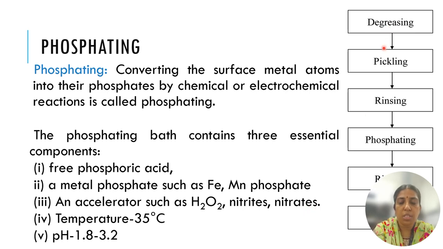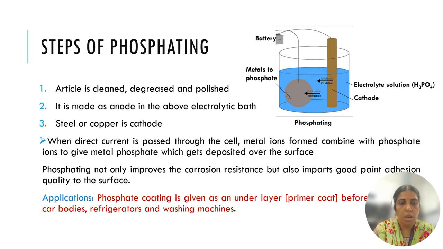Here we have a schematic of the steps of the phosphating process. First is degreasing. The metal is degreased by washing, followed by the pickling process, rinsing, phosphating, and also the reaction and drying. In the steps of phosphating, we take the article or the metal which has to be phosphated as the anode. The other material can be the cathode. The electrolytic solution can be a combination of phosphoric acid with boric acid and also some additive agents.